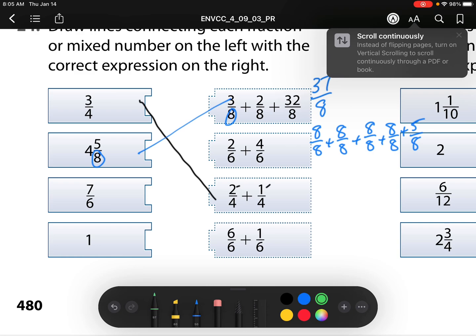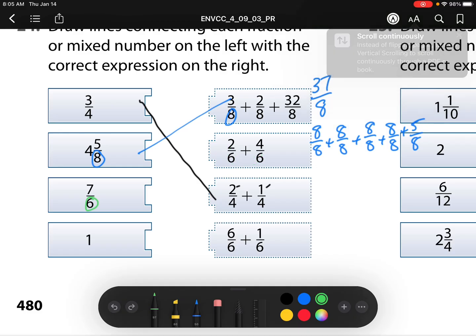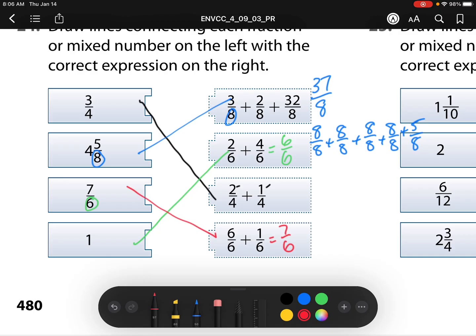Our next one, we need to have 6. Notice though, there's 2 with 6s in them. So let's figure this out. This would be 6/6, which that's a whole. So it's this one down here. Now just to make sure, this would be 7/6, because 6 plus 1 is 7. So there's our answers.